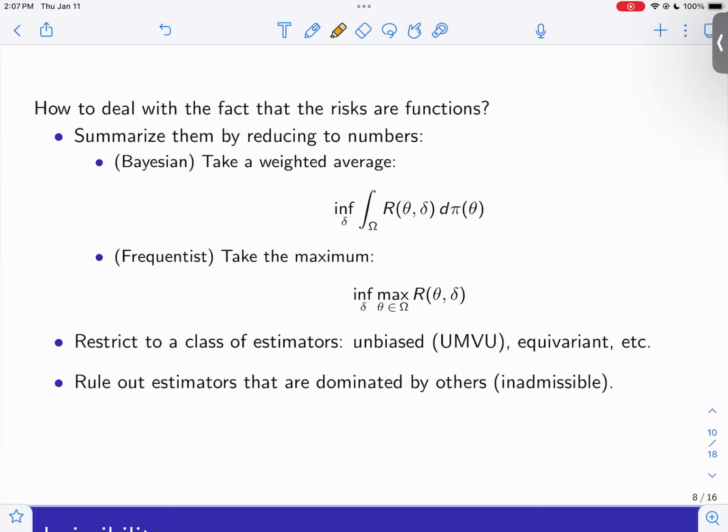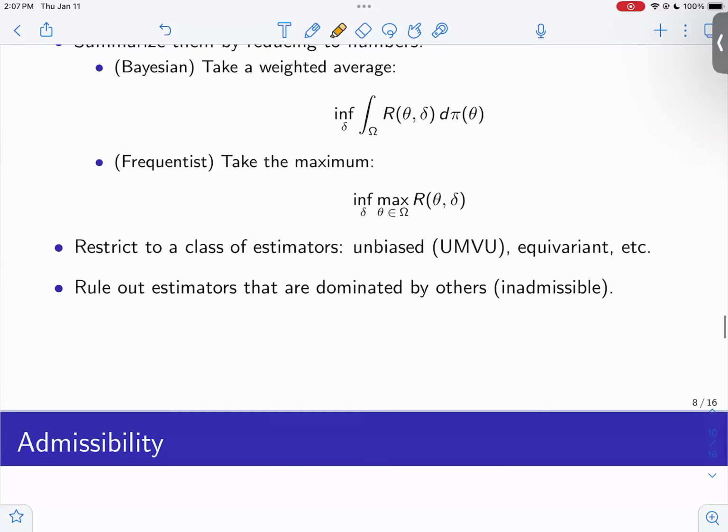And then there's this other idea of just ruling out all the ones that are dominated by others. This is sometimes referred to as a complete class theorem. So you keep all the estimators that are admissible and just end the story there. Just to point out, if you see complete class theorems, they would say that, for example, a certain set of estimators form a complete class, which means that they cover all the admissible estimators. We'll see examples of this later, in a simple context.